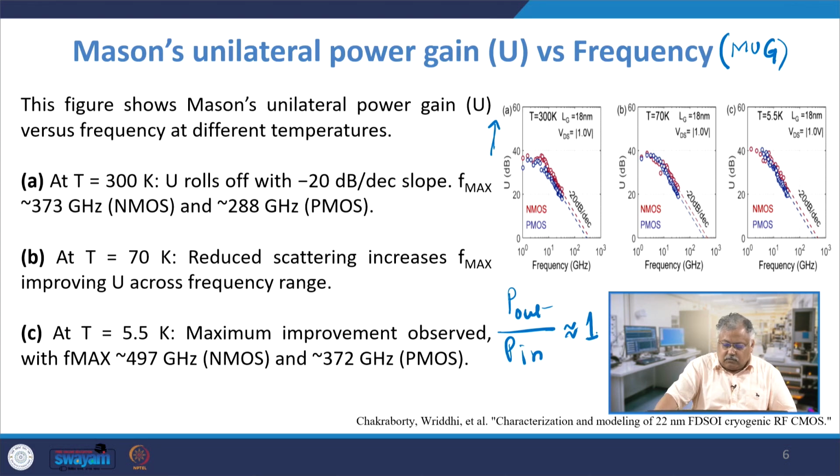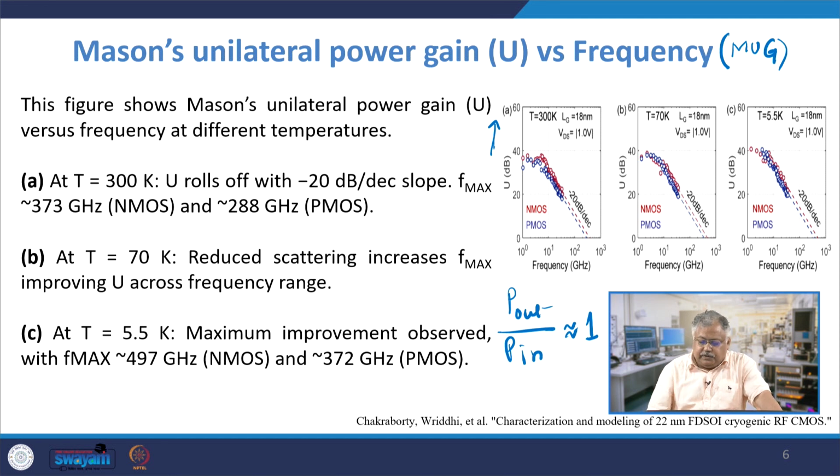At 300 Kelvin, approximately for NMOS it is 373 gigahertz and for PMOS it is 288 gigahertz, which you see. NMOS has a slightly higher value of MUG as compared to PMOS. At 300 Kelvin the value is slightly better, and at 5 Kelvin it becomes 497 for NMOS and 372 for PMOS. So it increases to a larger extent as you bring the temperature down to 5.5 Kelvin or so. We are using a gate length of 18 nanometers and drain to source voltage of 1 volt.